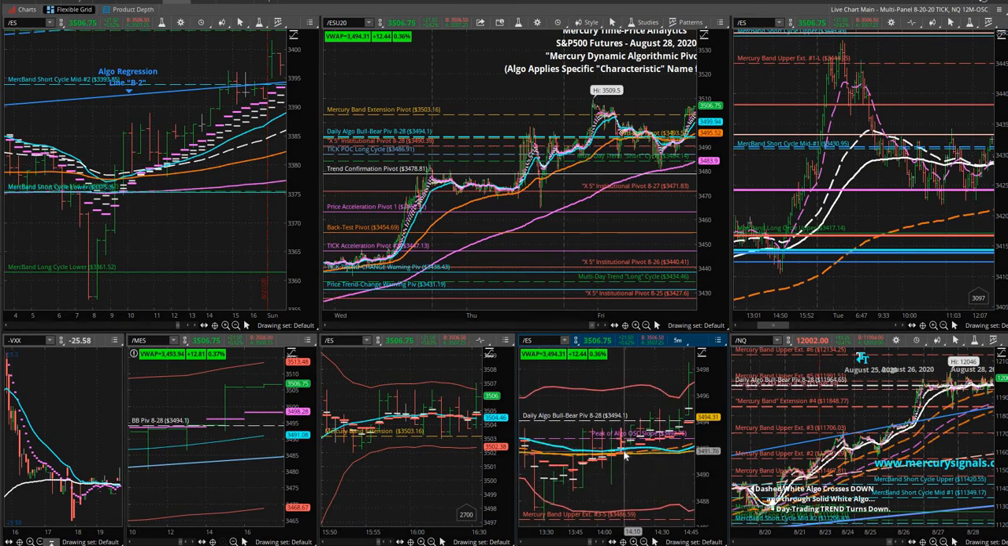Now, what happened this time when it came above? Now the white is above the red, and so even though it comes up here, this time it's going to hold, and there you go.